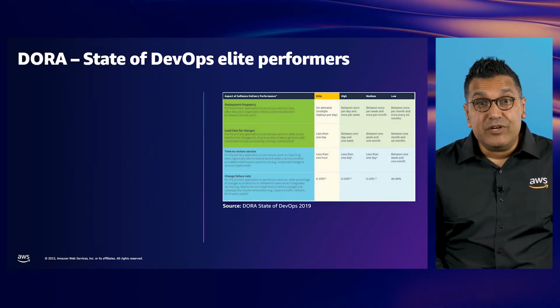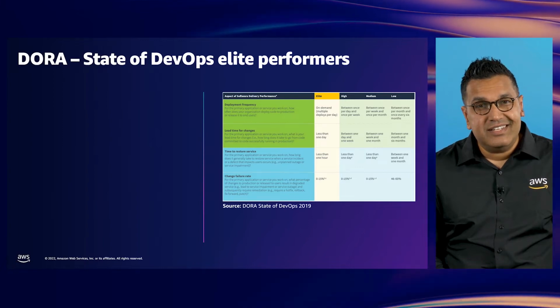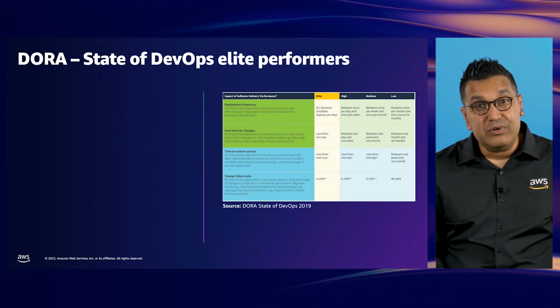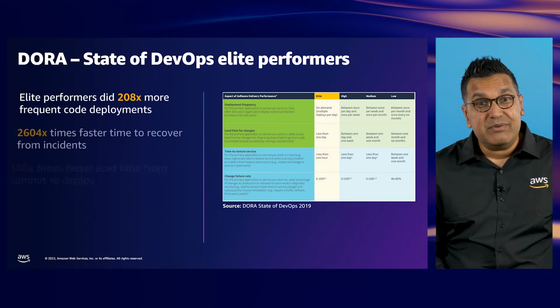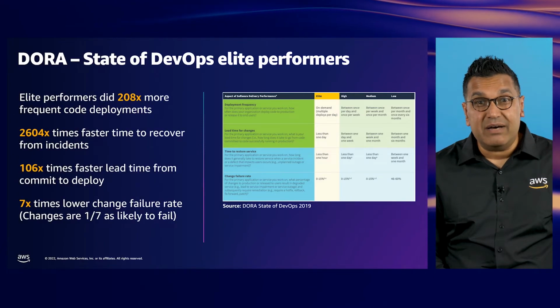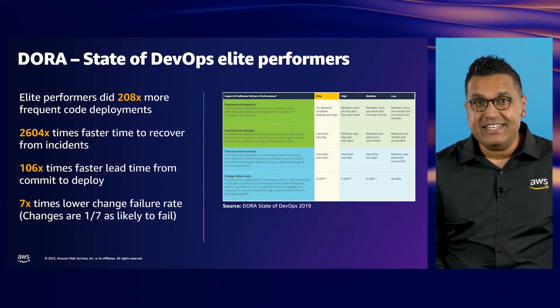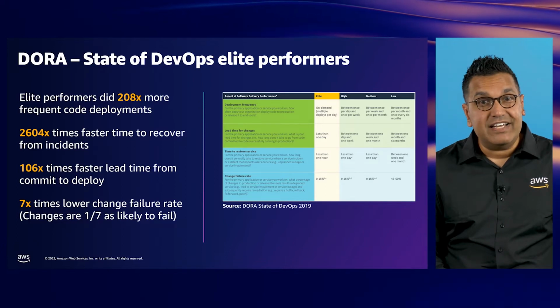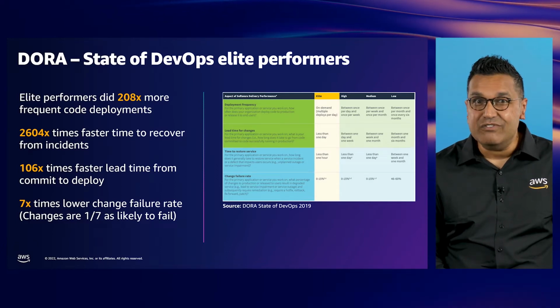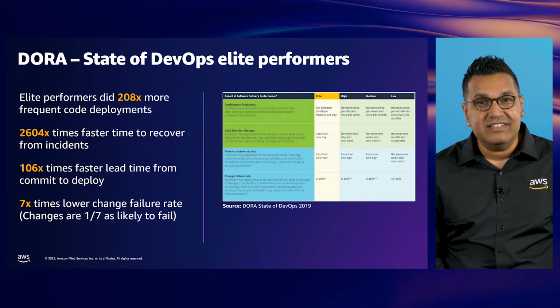The benefits to adopting these practices are huge. The DevOps Research and Assessment, or DORA paper, found that enterprises doing these things deploy code up to 208 times more frequently and had 7 times lower change failure rate. They were able to outmaneuver and out-innovate their competitors.